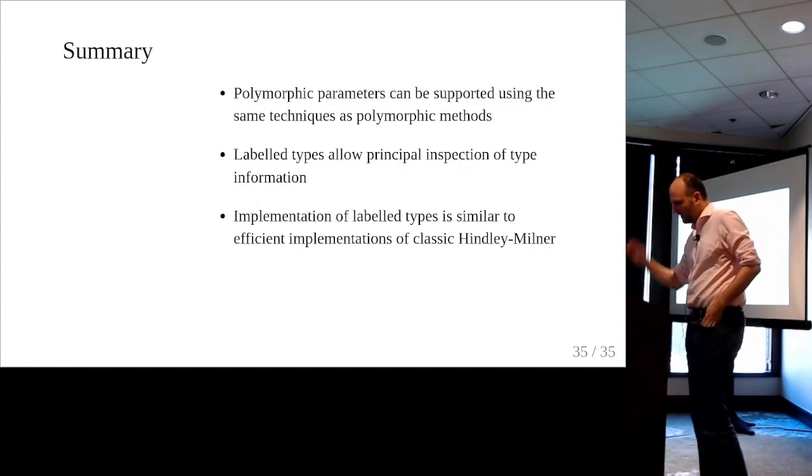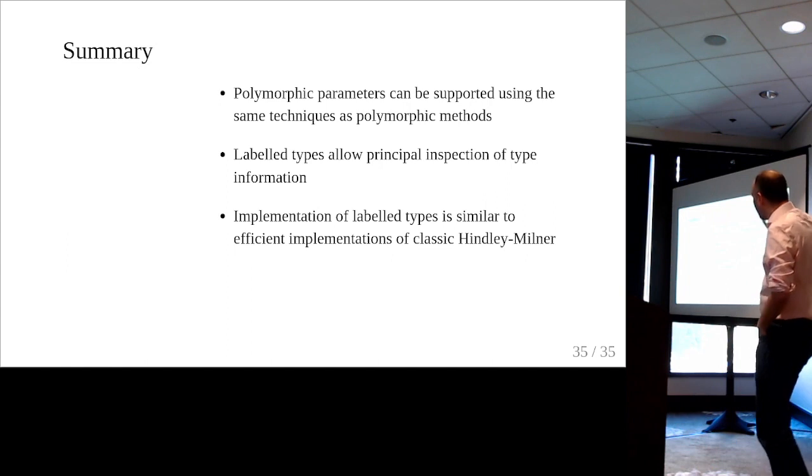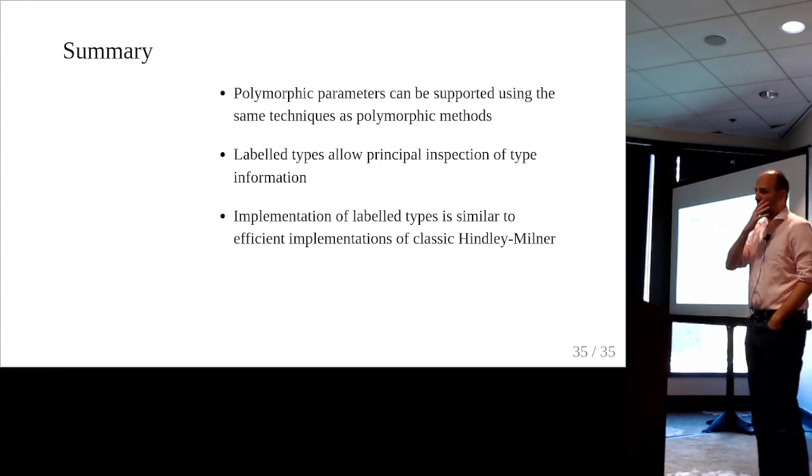Right. So in summary, polymorphic parameters can be sorted using the same techniques as polymorphic methods. Labeled types allow a principal inspection of type information. The implementation of labeled types is similar to efficient implementations of classic Hindley-Milner. Right. That's all. Thanks.